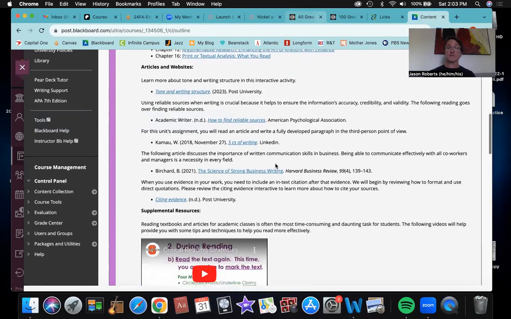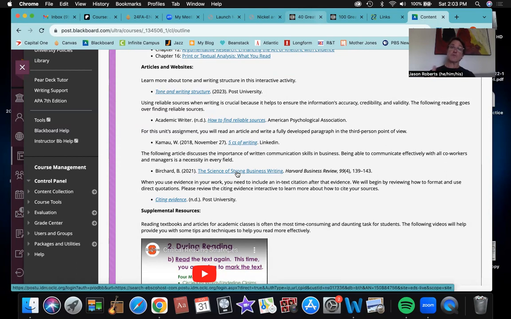Each of the assignments, the discussion board, the journal, and the supported paragraph writing, they all are asking you to apply things that you've read about here. So for example, the 5 C's of writing and the science of strong business writing, those are 2 articles you're going to be responding to in the supported paragraph and the journal this week. How to find reliable sources, that's what you're going to talk about in your discussion board this week.